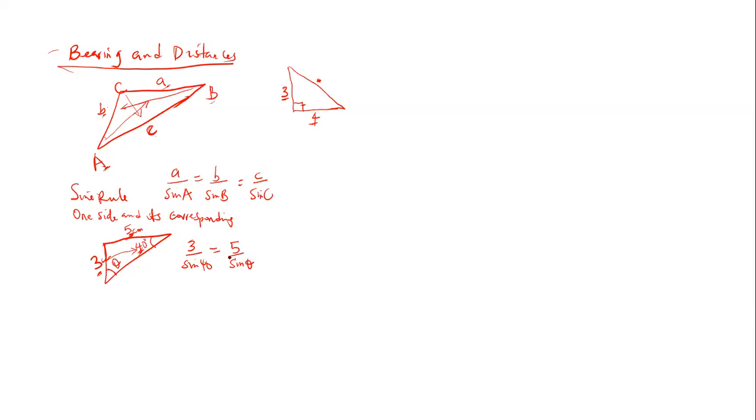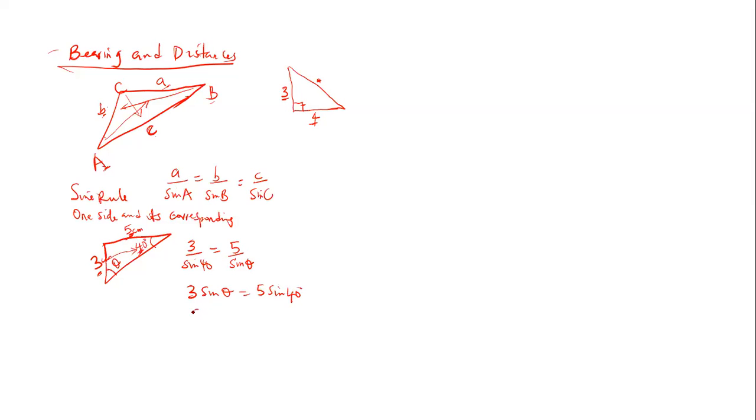So that is how we are going to apply it. So 3 over sine 40 equals 5 over sine theta. If you want to apply this now, if you cross multiply, we have 3 sine theta equals 5 sine 40 degrees.